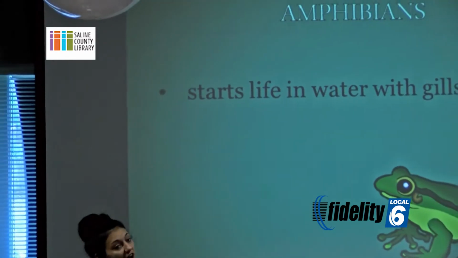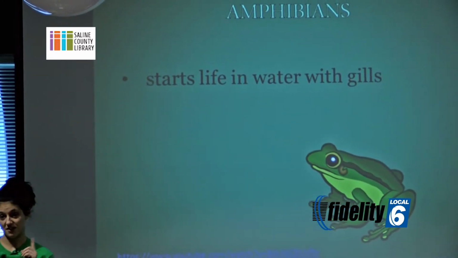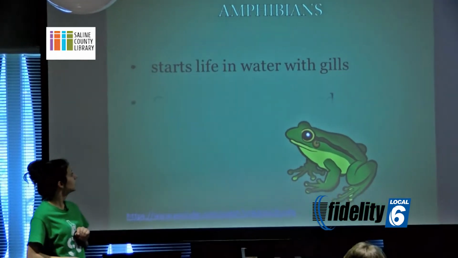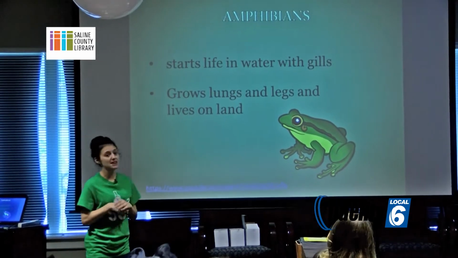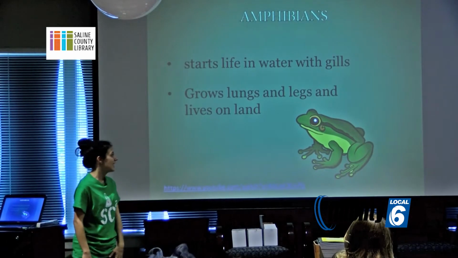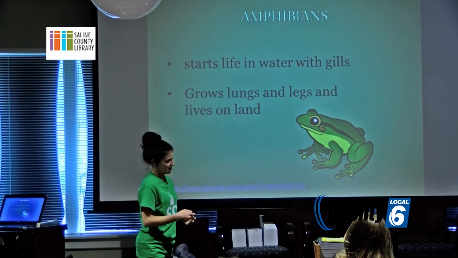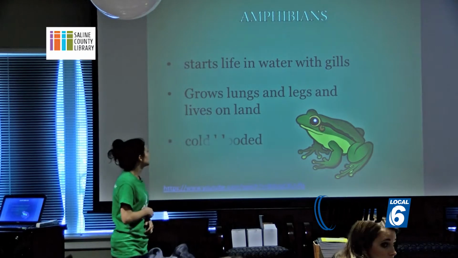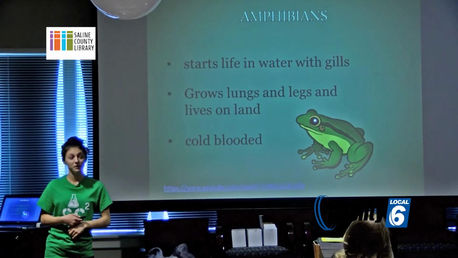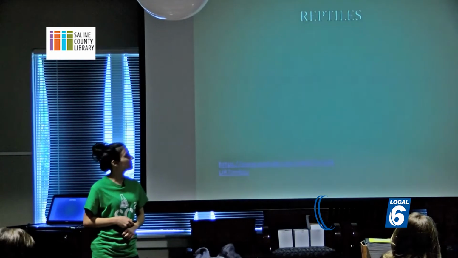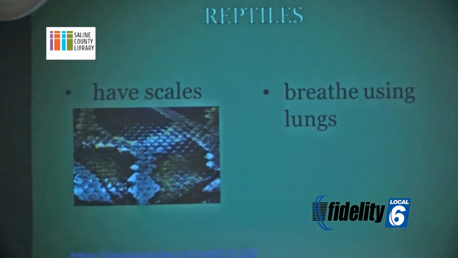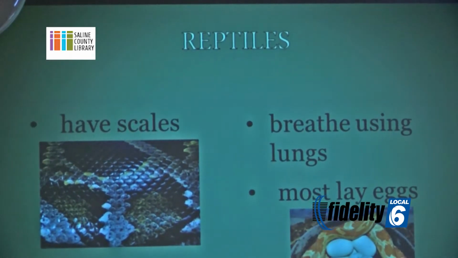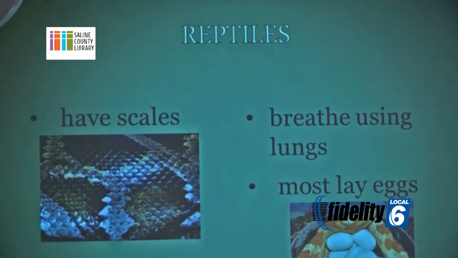Amphibians, they start life out in water with gills, just like fish. And then they grow and they get lungs and they get legs, and then they live on the land. And they are cold-blooded. Reptiles have scales, breathe using their lungs, and most of them lay eggs to reproduce as well.